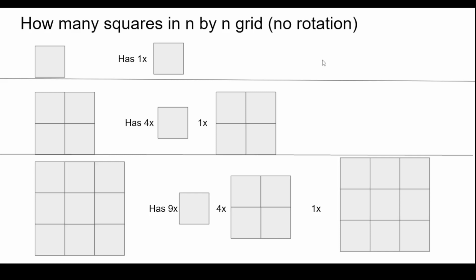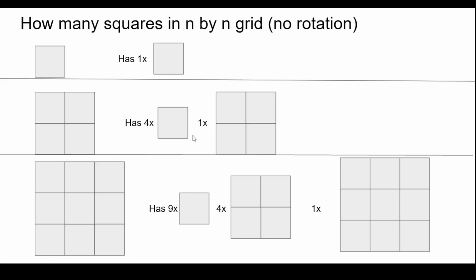So let's start with the first one. How many squares are in an n by n grid? We don't rotate these squares. Well, 1 by 1, that's 1. 2 by 2 has 4 1 by 1s and 1 2 by 2. 3 by 3 has 9 1 by 1s, 4 2 by 2s, and 1 3 by 3.